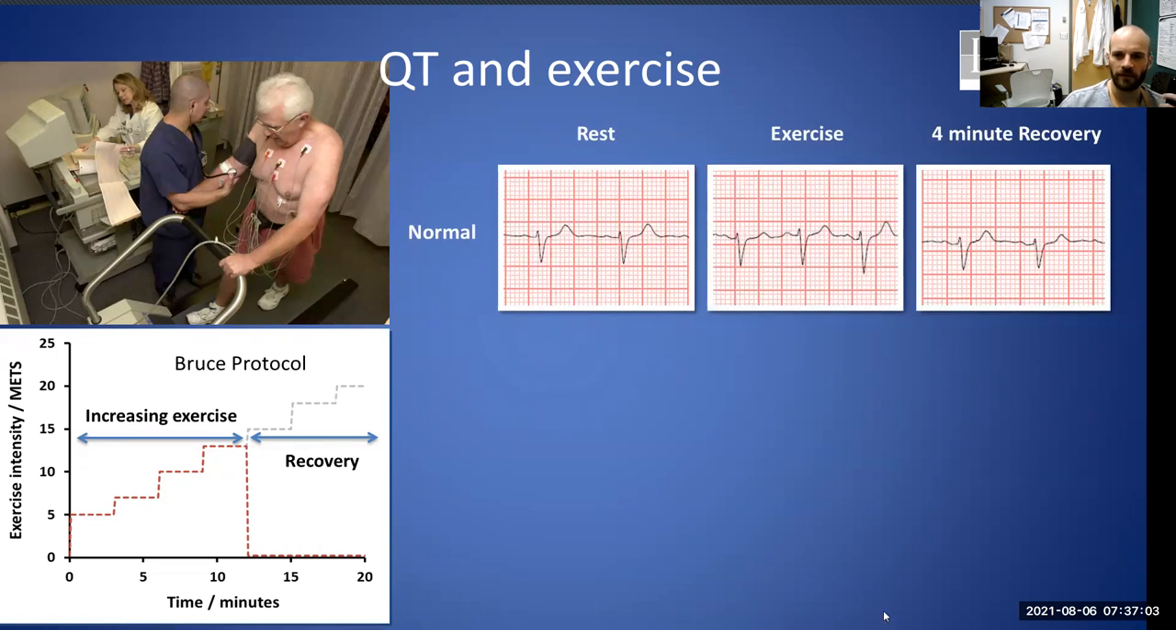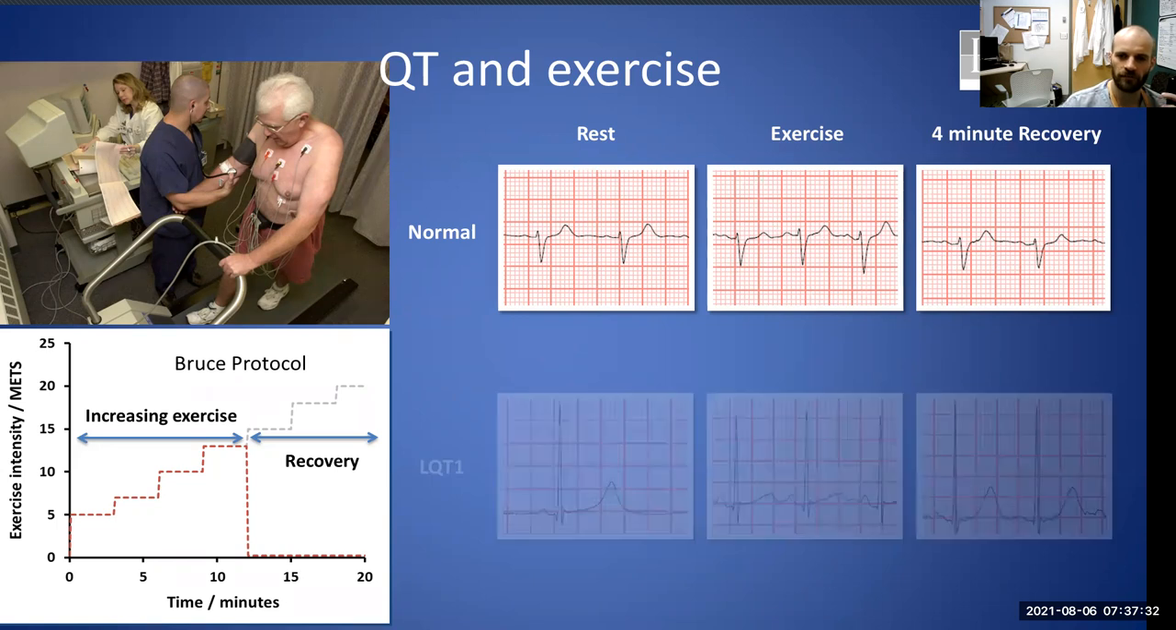So normally, in someone with a normal heart who doesn't have long QT syndrome, we'd find that the QT interval looks pretty normal here at rest. During exercise, the heart rate speeds up and the QT interval gets shorter, as we know that it should do. And then during recovery, the QT interval should pretty rapidly shorten again. That's what's supposed to happen in someone with a normal heart.